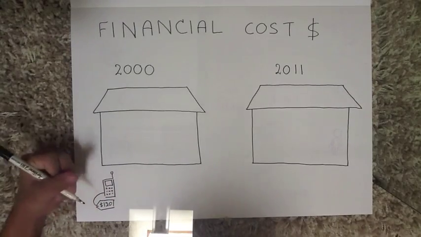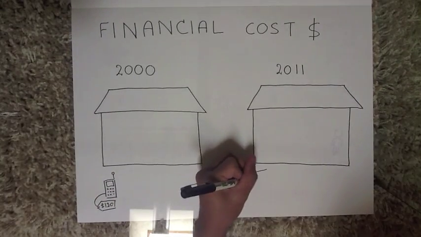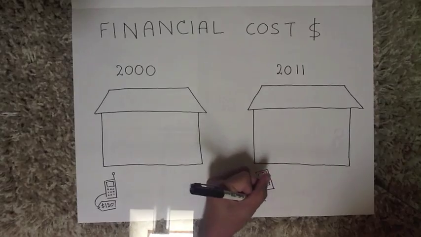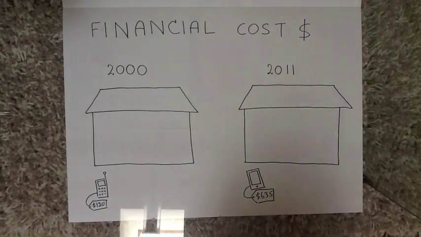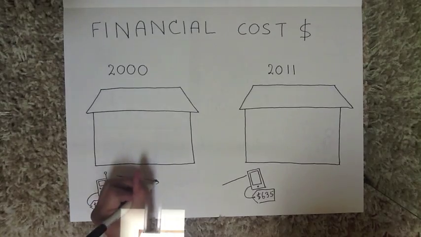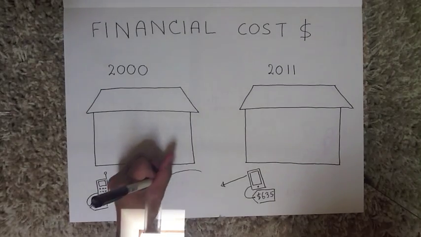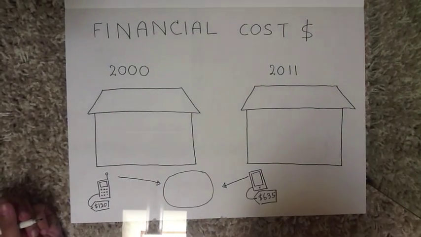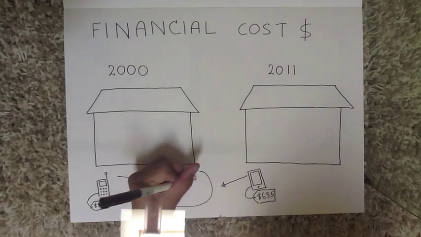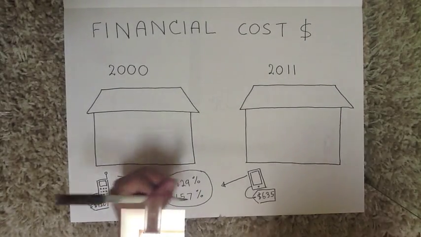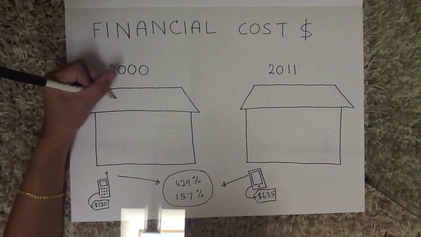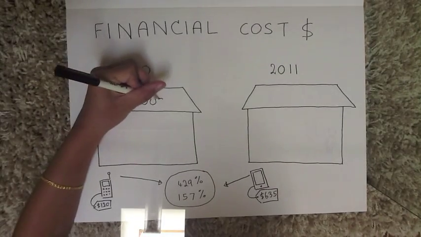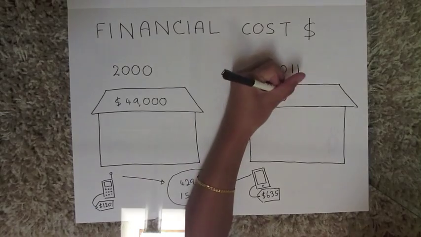In the year 2000, the average cost of purchasing a phone was $120, plus a service fee of $300 for the year, totaling $420 per annum. In 2011, the average cost of purchasing a smartphone was $635, plus a service provision fee of $770, which totaled $1,435 for the year. That's a percentage increase of 429% in the cost of a phone and 157% for the service provision.